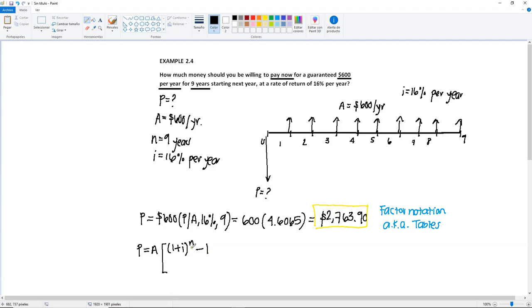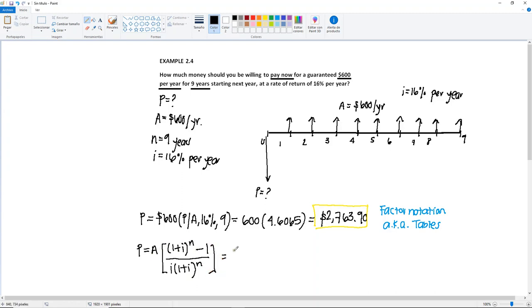Also, I have a lot of errors here. Sometimes they put N to the N minus 1. So no, it's raised to the N and then minus 1. Then this is going to be over I, 1 plus I to the N. Okay, so we just plug in the values here.